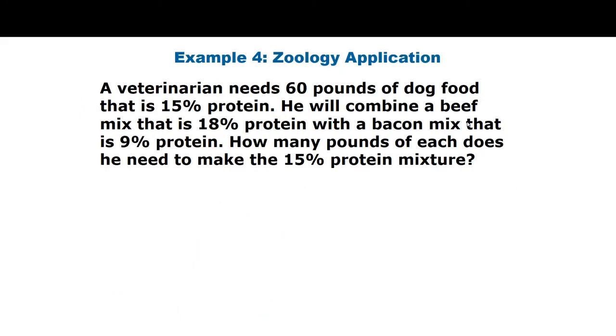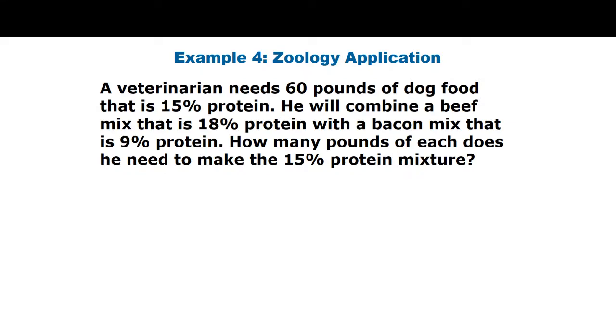Okay, so let's do a practice problem. It says a veterinarian needs 600 pounds of dog food that is 15% protein. He will combine a beef mix that is 18% protein with a bacon mix that is 9% protein. How many pounds of each does he need to make a 15% protein mixture?